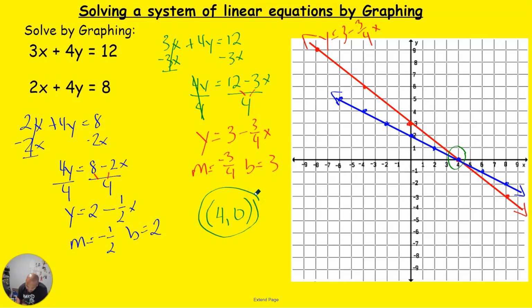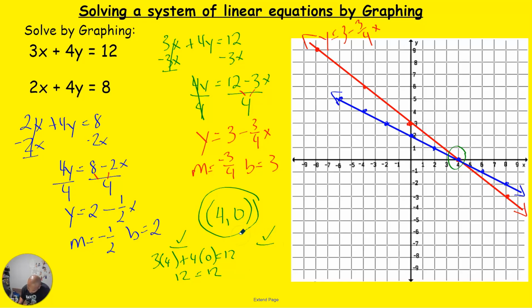Then obviously you could go ahead and check this and make sure it makes sense. If we check this really quickly, I'm going to do both equations. If we substitute x and y into both equations, they should make them both true. So we do 3 times 4 plus 4 times 0 equals 12. This is 12 plus 0 equals 12, which is correct.